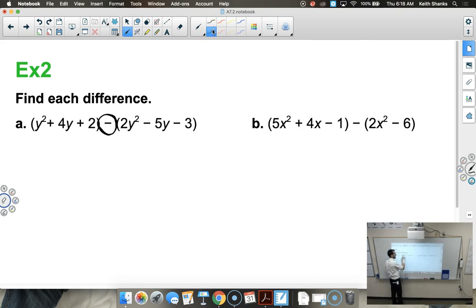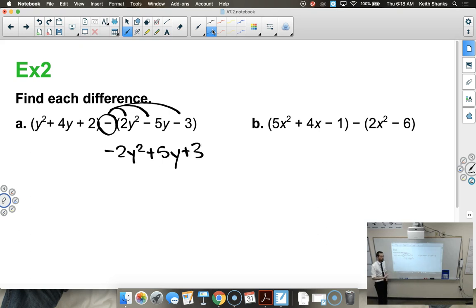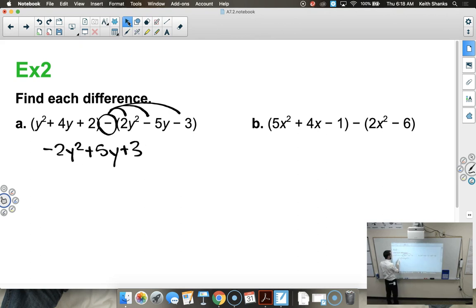I'm going to take this guy, and I have to distribute this negative all the way through. And what that means, this is what I was saying earlier, is I all of a sudden have negative 2y squared, and then negative 5, so it's actually plus 5y, and negative 3, which is plus 3. You have to be careful before you do anything else, you distribute your negative. Okay? And because this one's set up this way, I'm going to pull it over here. And notice this is really nice. It lines up already for us to do.